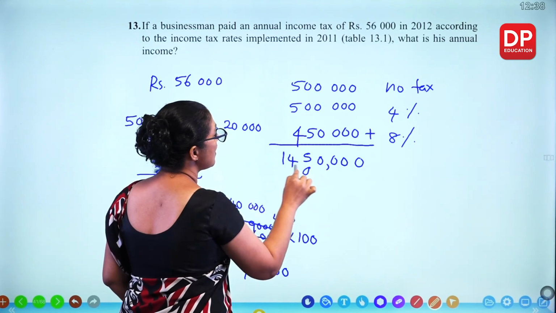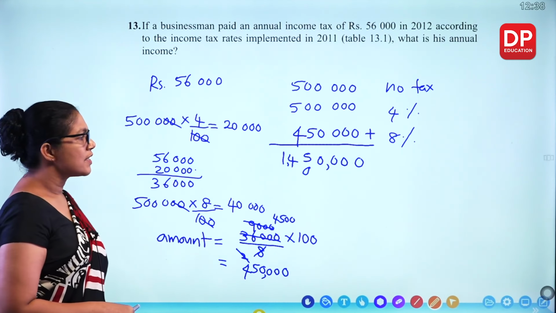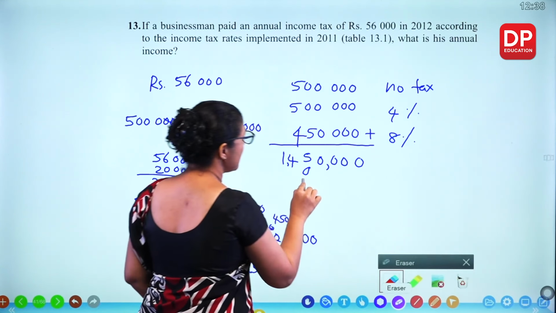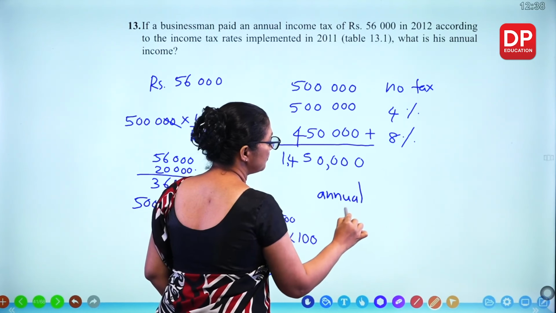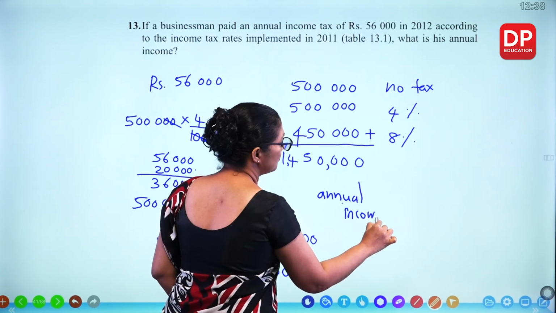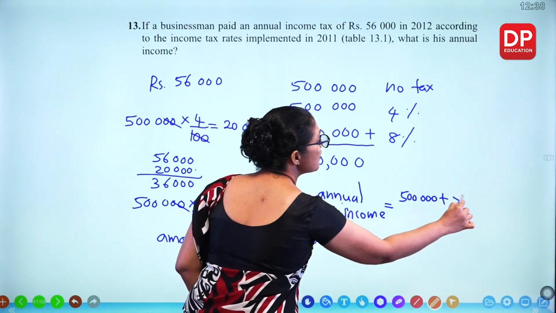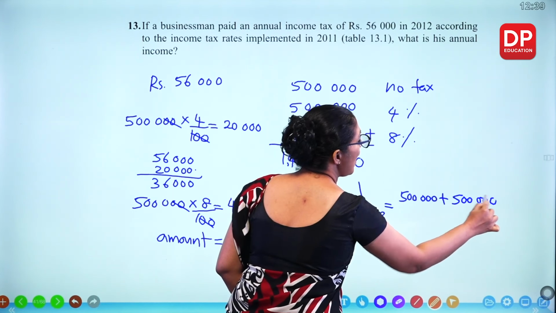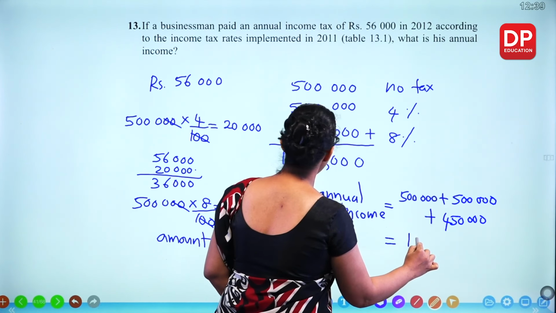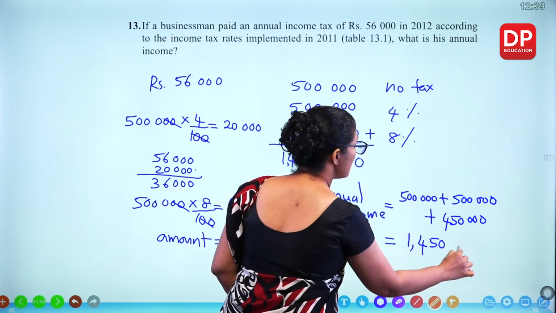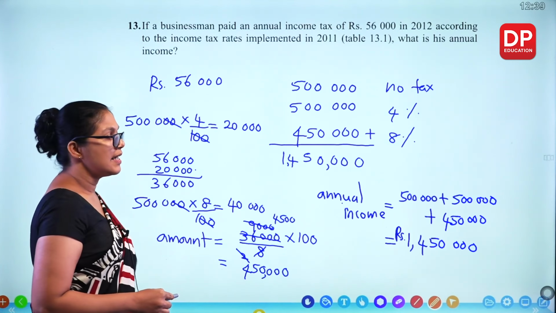So the annual income is 1,450,000. So I can write this one as annual income, adding 500,000 plus 500,000 again and 450,000. So 1,450,000 rupees is the annual income.